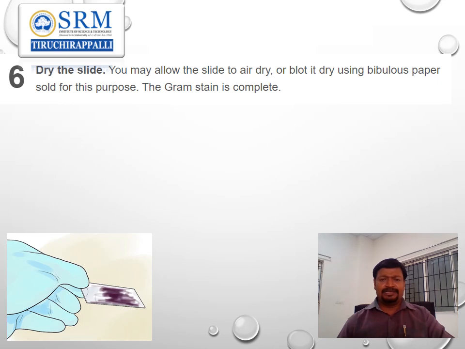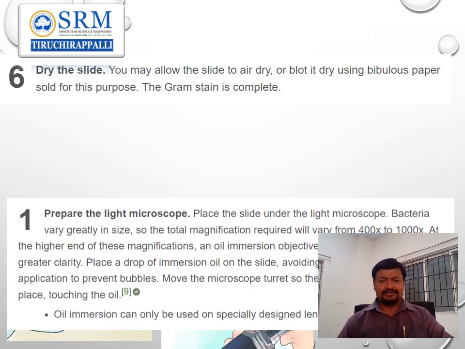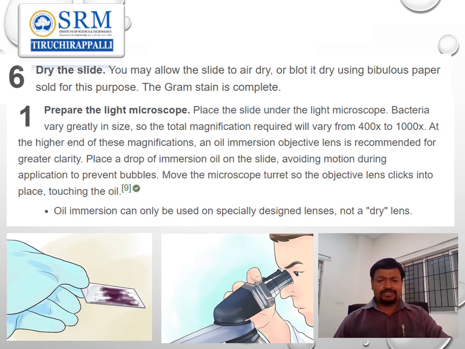Dry the slide, either allowing it to air dry or blotting it dry using bibulous paper. Once the Gram staining is completed, prepare the light microscope. First of all, clean the microscope properly with a white cloth. Place the slide under the light microscope.